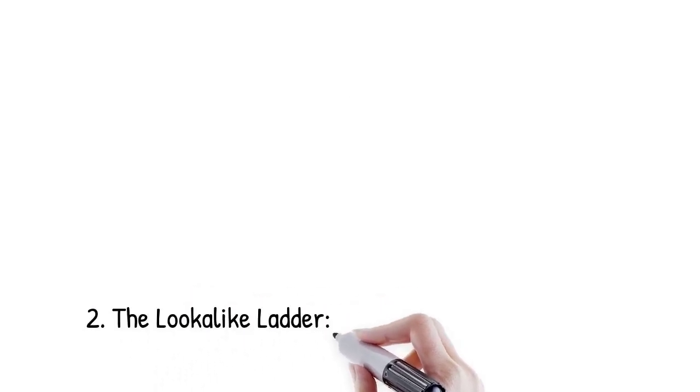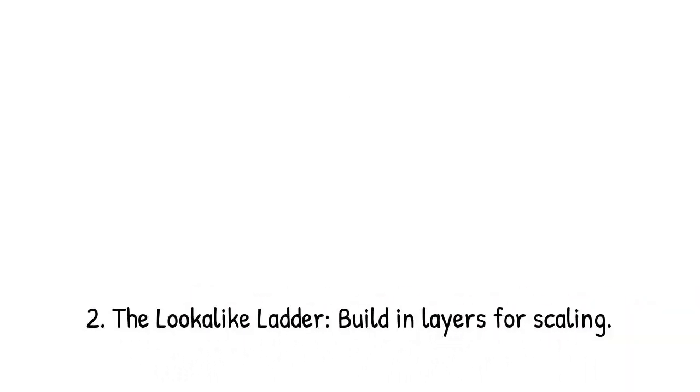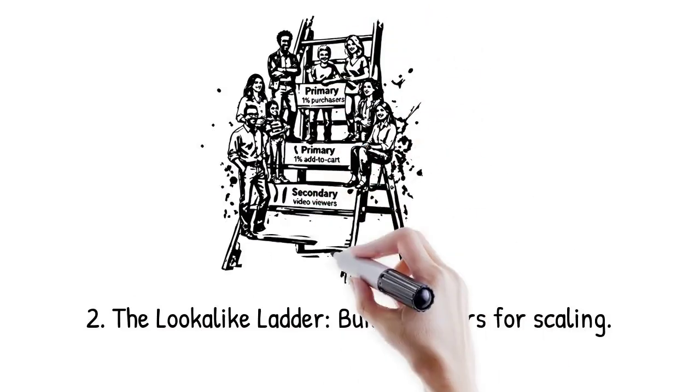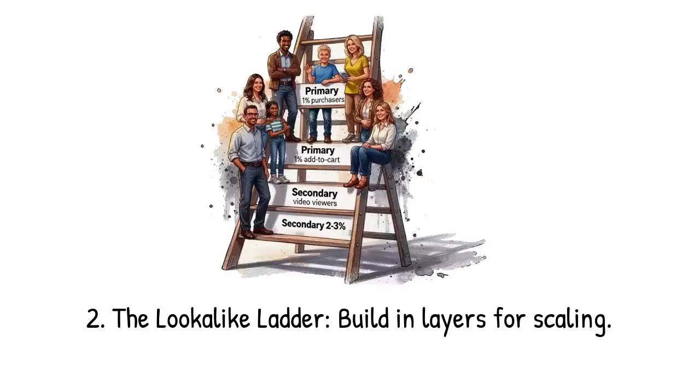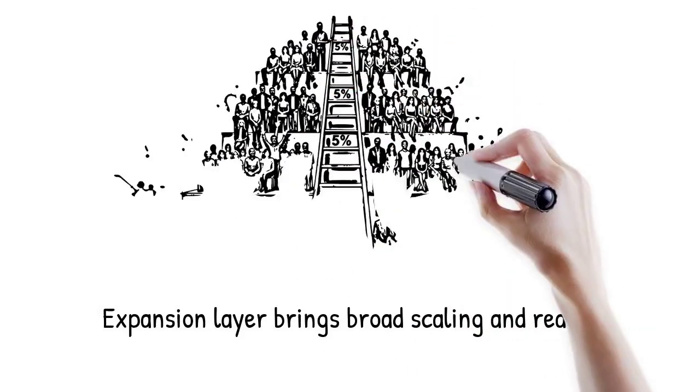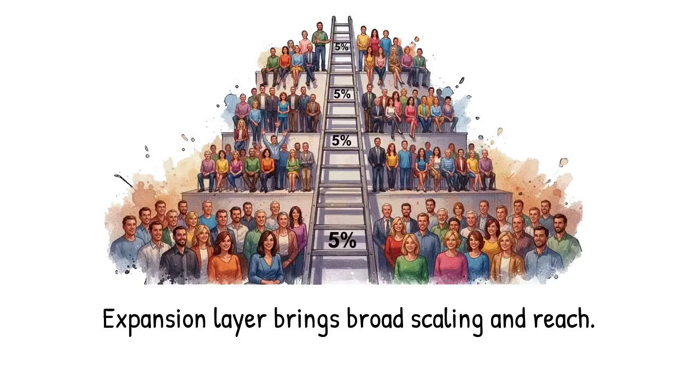2. The lookalike ladder, your scaling structure. Build your lookalikes in layers. Primary layer, high quality. 1% purchasers, 1% add to cart, 1% video viewers. Secondary layer, balanced reach, 2% purchasers, 2 to 3% add to cart, 2 to 3% video viewers. Expansion layer, broad scaling, 5% purchasers, 5% video viewers, 5% website visitors. This ladder gives you precision, reach, scale.